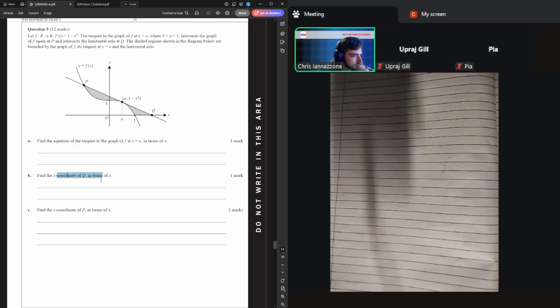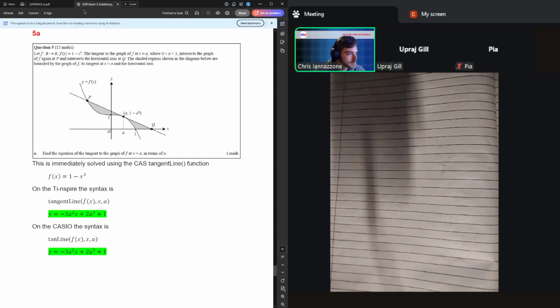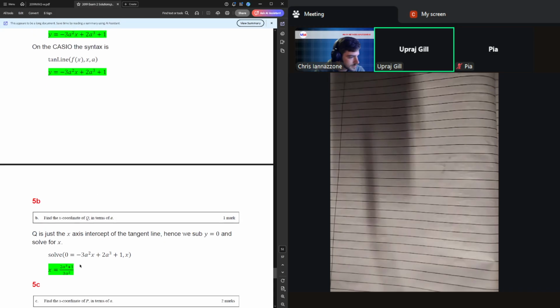Find the x-coordinate of Q in terms of a. Q is over here, so it's going to be the x-intercept of the tangent line. That should be fairly chill once you have the tangent line. Is it 2a cubed plus 1 all over 3a squared, comma 0? Just a reminder that it asks just for the x-coordinate though. Okay, so we'll just give the x there instead. But that's about as basic as it gets. You've got the tangent line, let y equal 0, solve for x. Very chill.